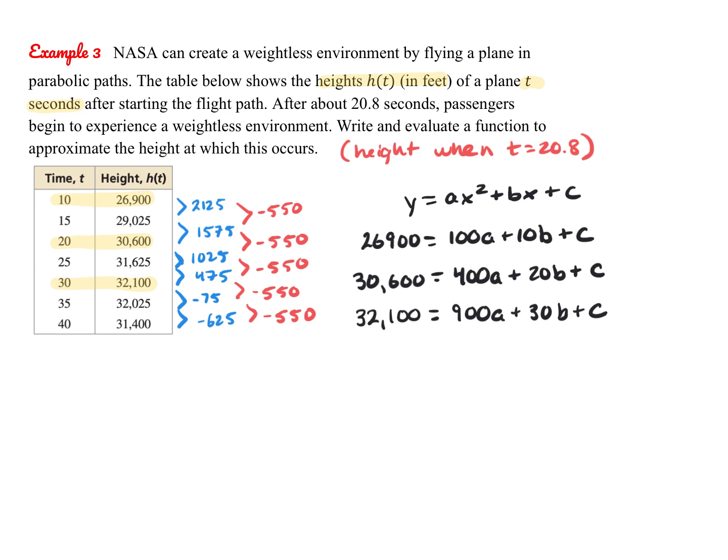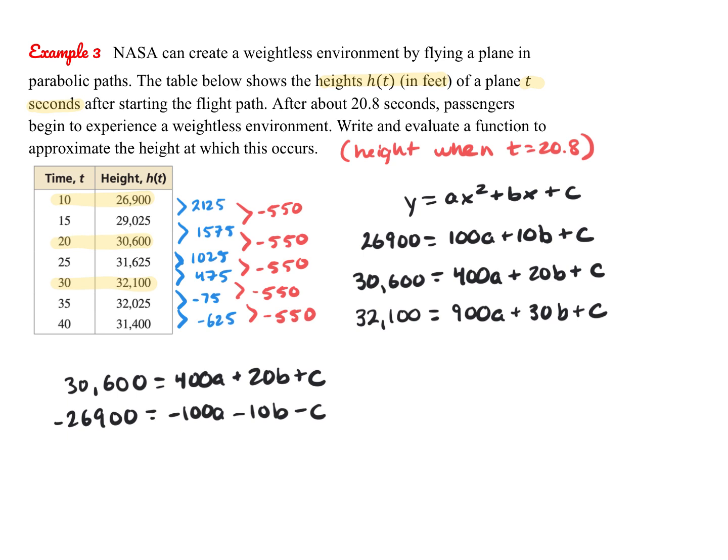So maybe I'm going to take my second equation here, so 30,600 equals 400a plus 20b plus c, and then I'll take my first equation and I'll multiply both sides by -1 and put it right underneath. And then I can see that if I add vertically, it eliminates my c variable. So that gives me 3,700 equals 300a plus 10b. But I need to do that again.